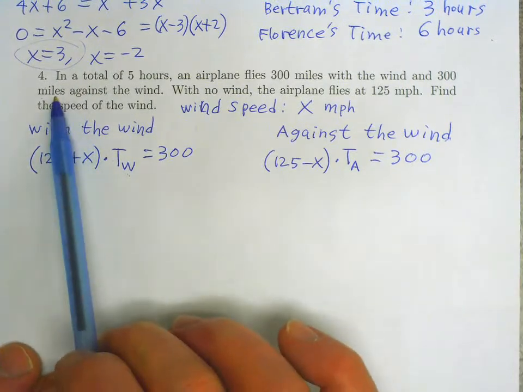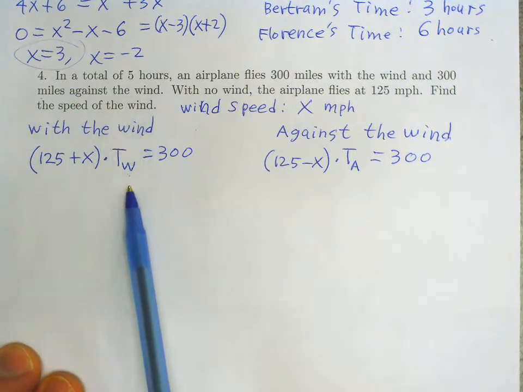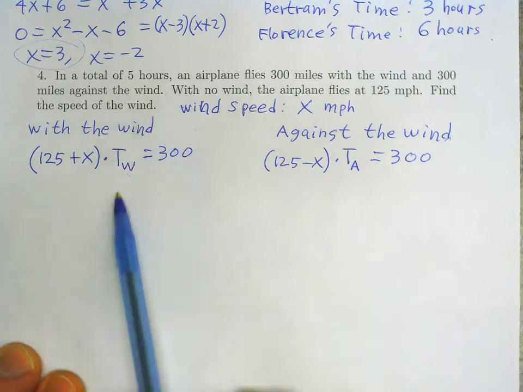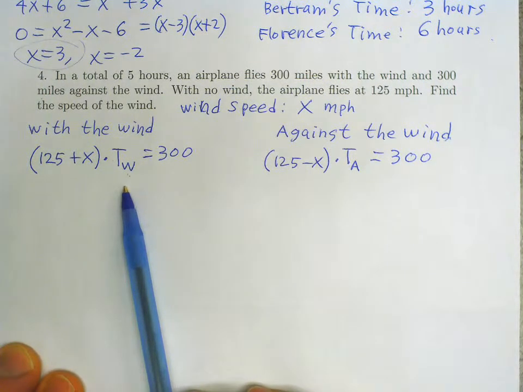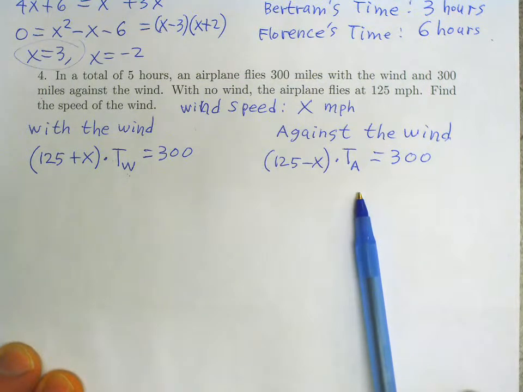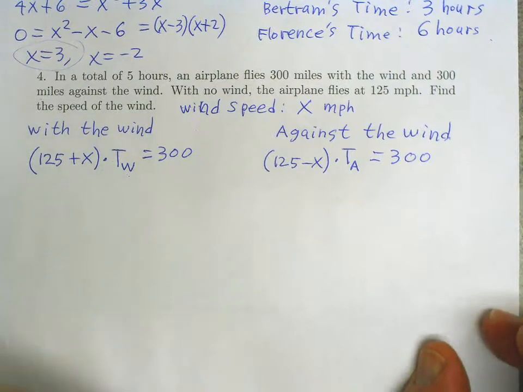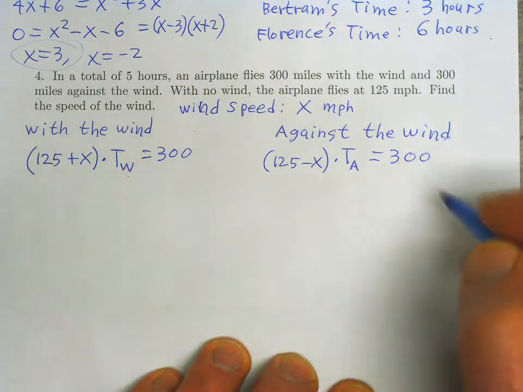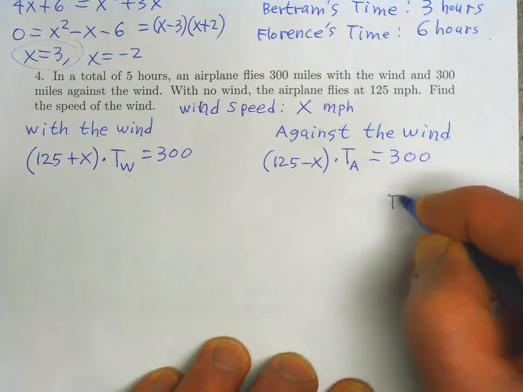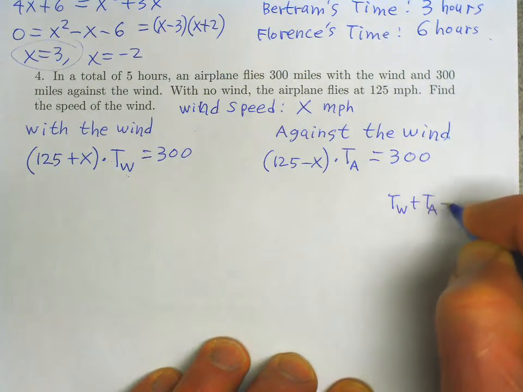In the first part of the first sentence, we're told that the total amount of time is 5 hours. So the total amount of time to fly 300 miles with the wind combined with the amount of time it took to fly 300 miles against the wind is 5 hours. So that means t sub w plus t sub a is 5.